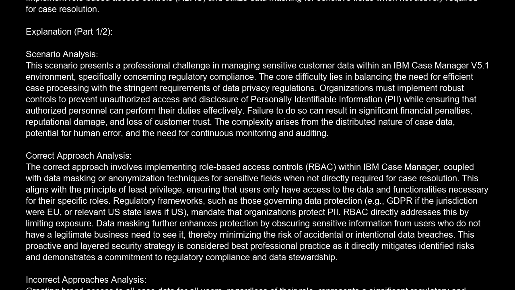This proactive and layered security strategy is considered best professional practice as it directly mitigates identified risks and demonstrates a commitment to regulatory compliance and data stewardship. Incorrect approaches analysis. Granting broad access to all case data for all users, regardless of their role, represents a significant regulatory and ethical failure. This approach violates the principle of least privilege and exposes PII to a wider audience than necessary, increasing the risk of unauthorized access, misuse, or accidental disclosure.